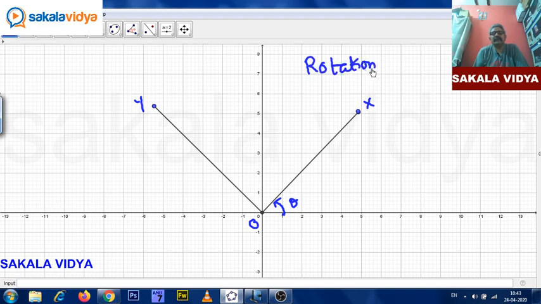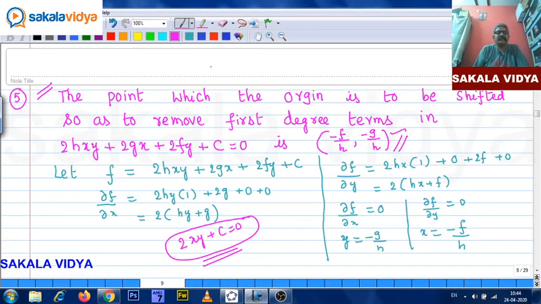Rotation of axis. That means if the axes are rotated with an angle of theta in an anti-clockwise direction, without changing the axis, without shifting the origin, if you rotate the axis with some angle, that is called rotation of axis. Understood now? So we shall move to the next concept now.